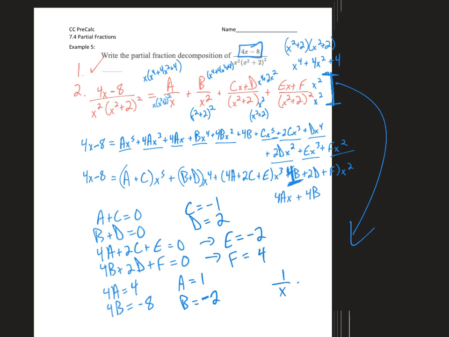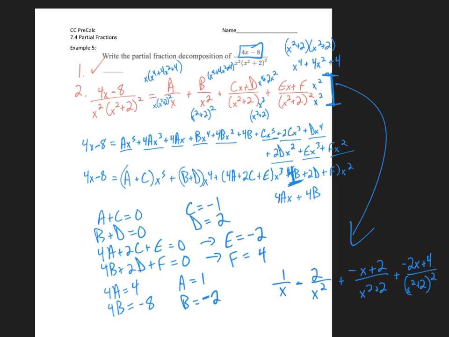Okay, so taking this stuff and plugging in these values, I've got 1 over x, we'll say, because your textbook probably wants it this way, minus 2 over x squared, plus negative x plus 2 over x squared plus 2, plus negative 2x plus 4 over x squared plus 2 squared.